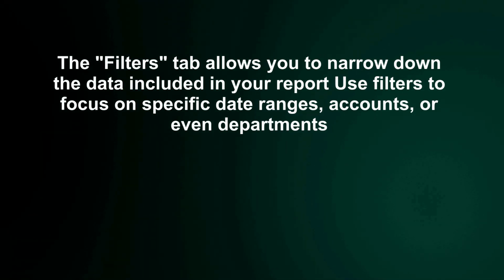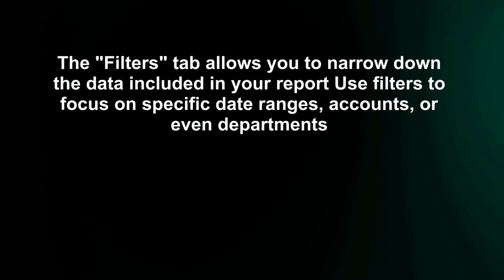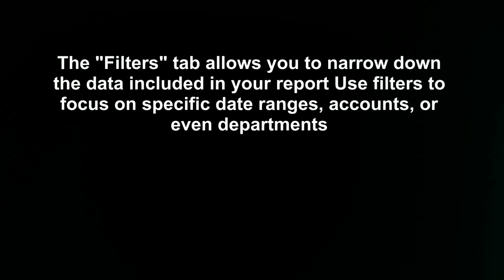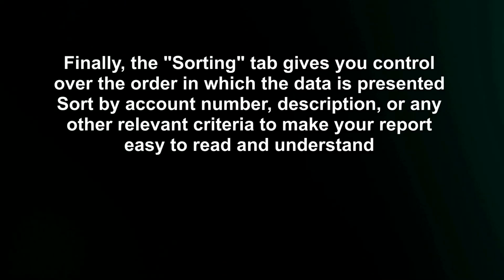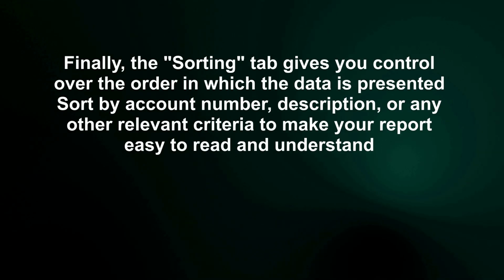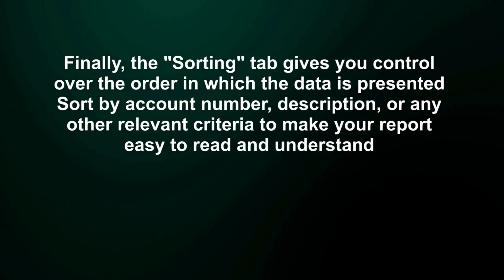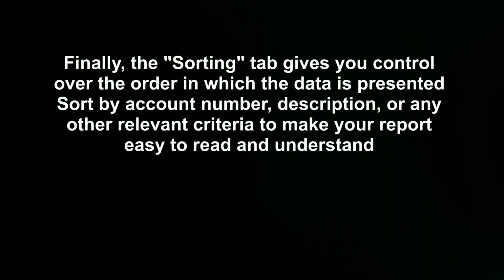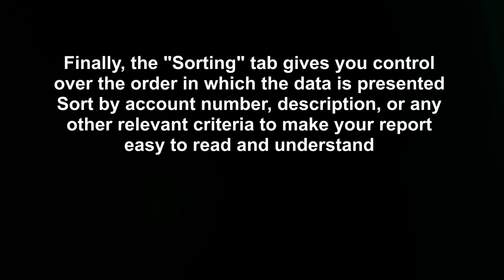The Filters tab allows you to narrow down the data included in your report. Use filters to focus on specific date ranges, accounts, or even departments. Finally, the Sorting tab gives you control over the order in which the data is presented. Sort by account number, description, or any other relevant criteria to make your report easy to read and understand.